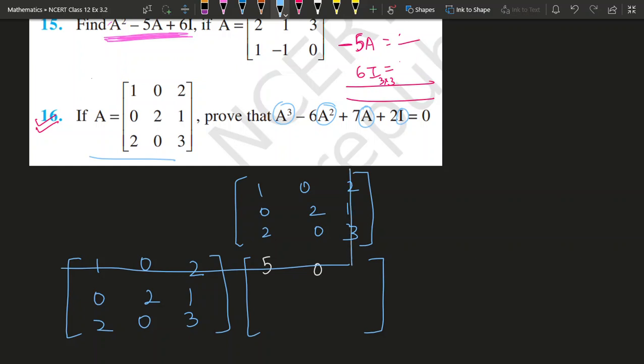So 1 times 2 is 2, 0 times 1 is 0. So 2 plus 0, and then 2 times 3 is 6. So you get 508. And you can continue doing that.